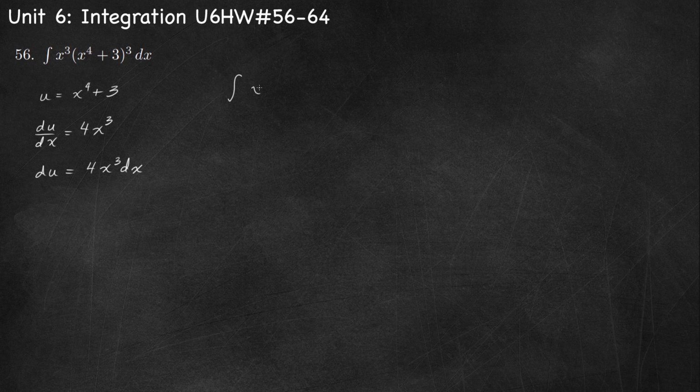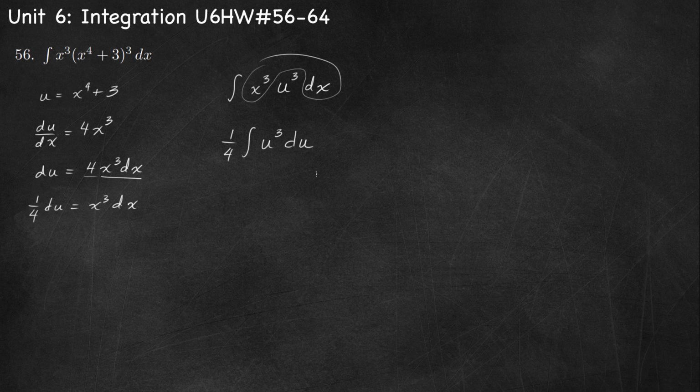So far we've got x cubed and then u cubed dx. So I still need to get rid of the x cubed and the dx. I almost have that here. I have 4x cubed dx. If I divide both sides by 4, I would have 1/4 du equals x cubed dx. So now I can replace the x cubed dx with 1/4 du. So 1/4 u cubed du. And now I've rewritten my integral in terms of u rather than in terms of the variable x.